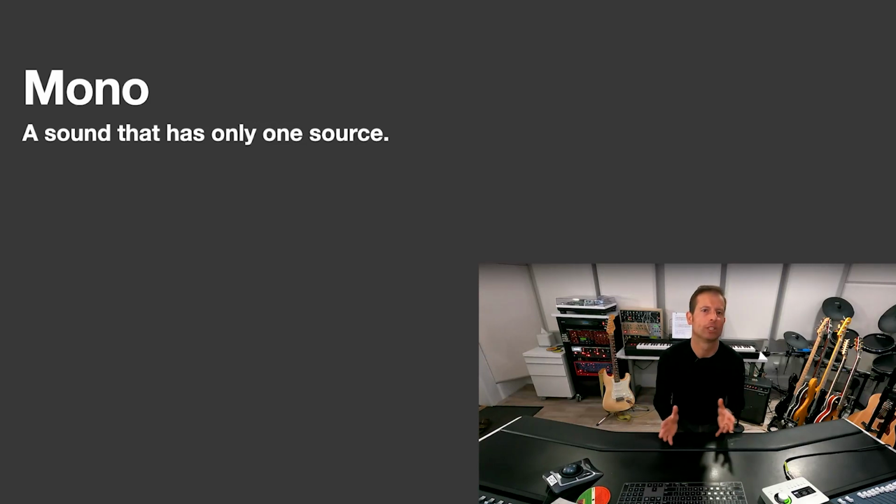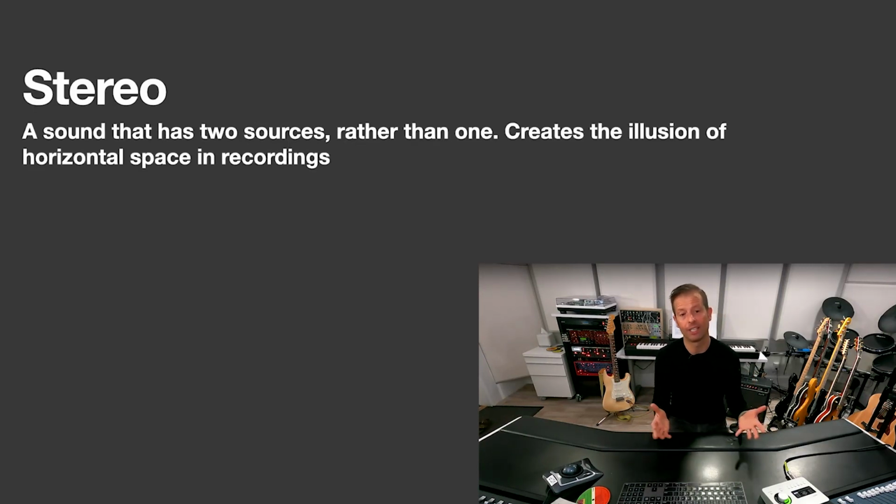Okay, now we're going to get simple for a second, but there's a reason. We're going to start with mono. Mono is a sound that has one source. And of course, stereo is one that has 2 sources rather than just one. And this creates the illusion of that horizontal space in the recording, the left and right, and that phantom image, which is in the middle, because we only have 2 speakers, but we sometimes can get that image of that horizontal space in the middle.